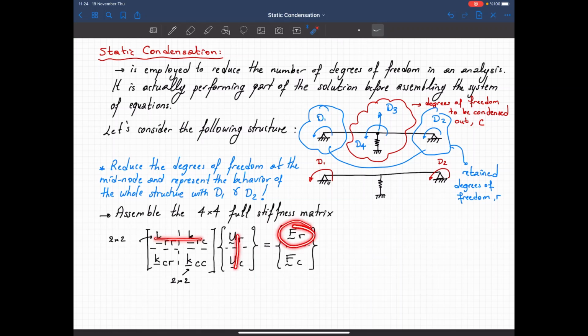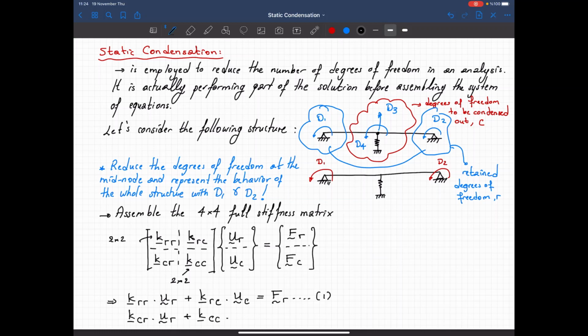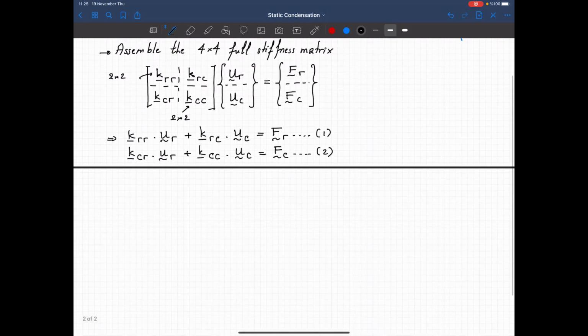Row multiplied by the column should give me FR. So I have KRR multiplied by UR plus KRC multiplied by UC is equal to FR. That's my first equation. The second equation, I multiply this row with that column, and that should give me FC. So I have KCR multiplied by UR plus KCC multiplied by UC should give me FC. That's my second equation. Now let's write this equation in a different form. So I'll just say rewriting equation 2 in the following way.